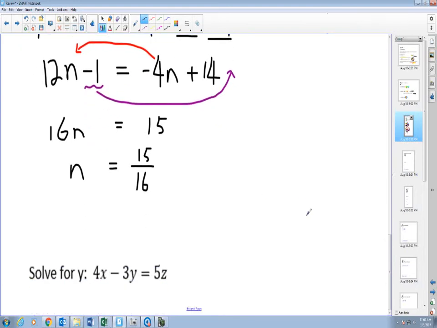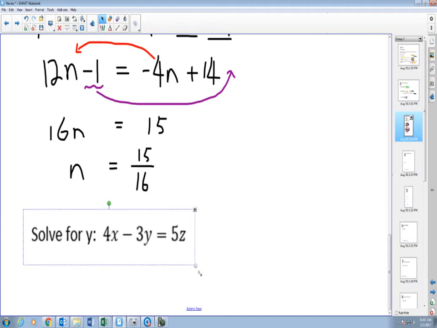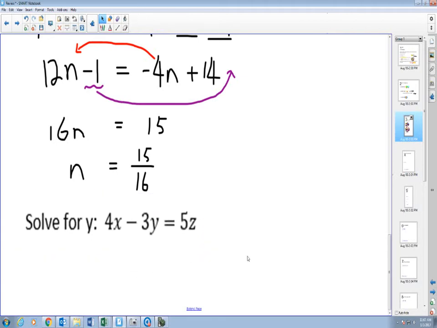All right, let's solve this problem. This is solving for a specific variable. So this is a little bit different problem. There's no like term to combine here.